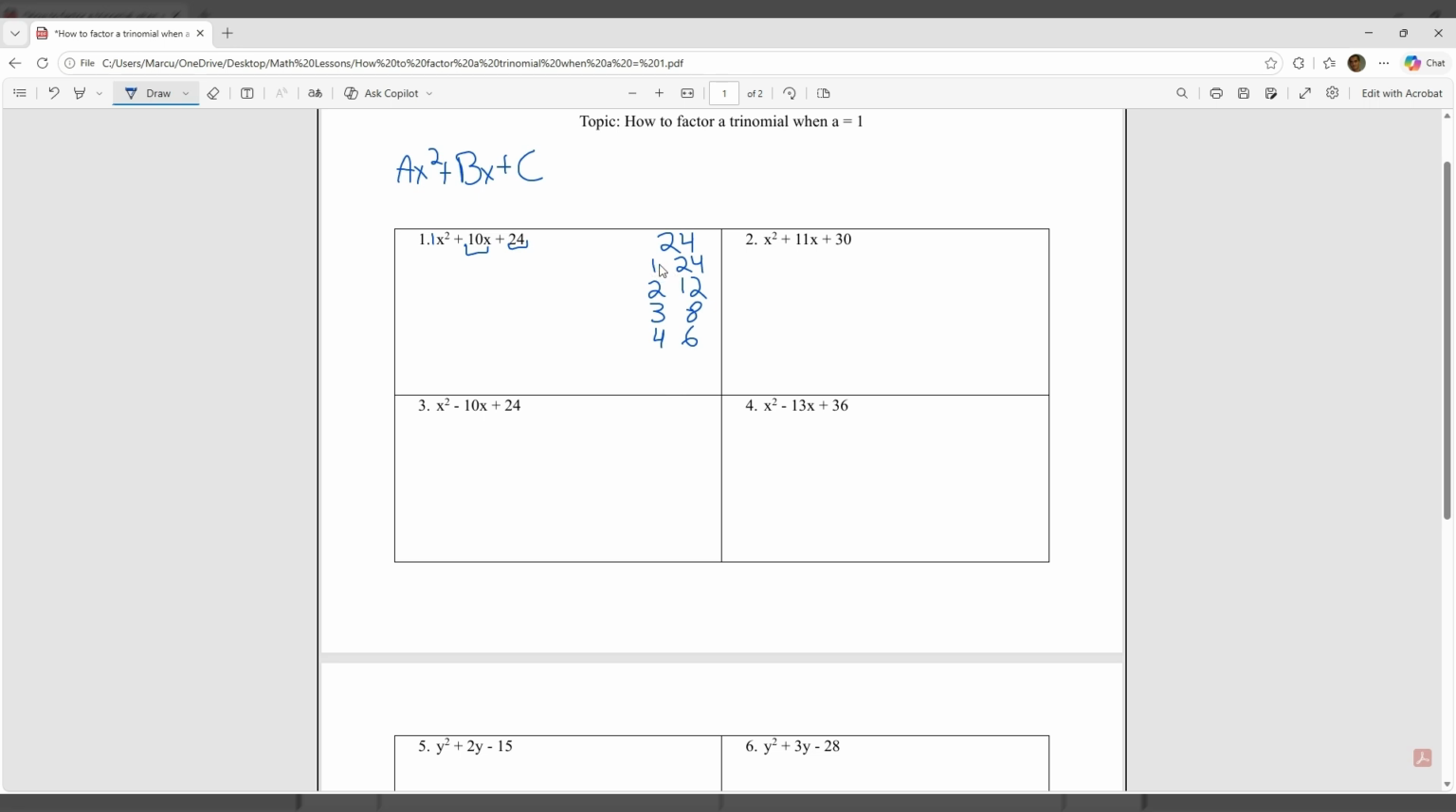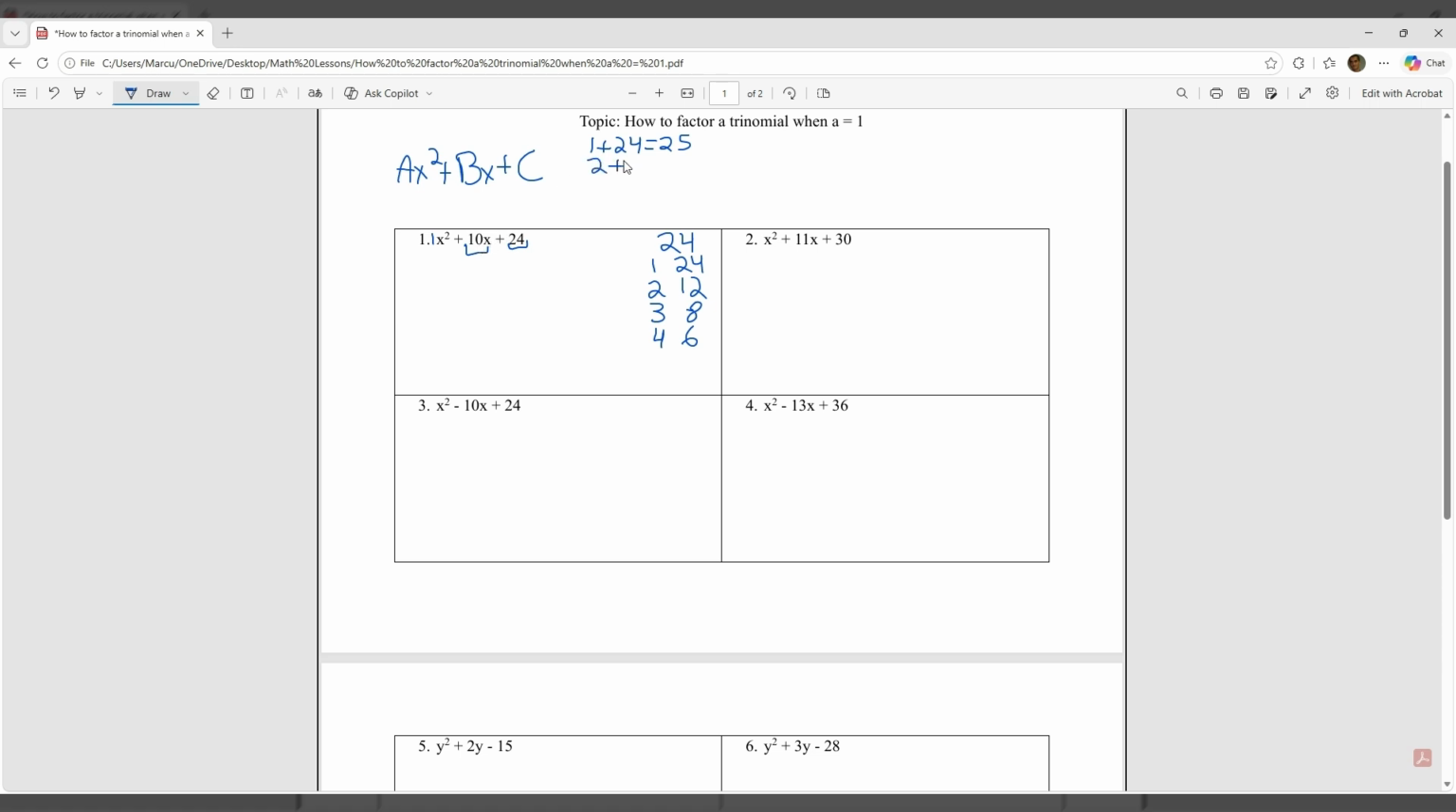So notice that all these pairs, 1 and 24, 2 and 12, 3 and 8, 4 and 6, when you multiply them, they all give you 24. That's something they all have in common. However, only one pair, when you add, is going to give you 10. So let's go ahead and try the first pair. 1 and 24 will give us 25. That's not going to work because, again, your middle term is 10, so we need a 10.